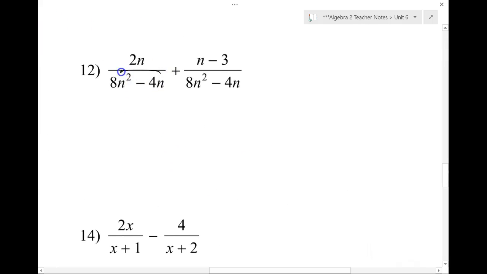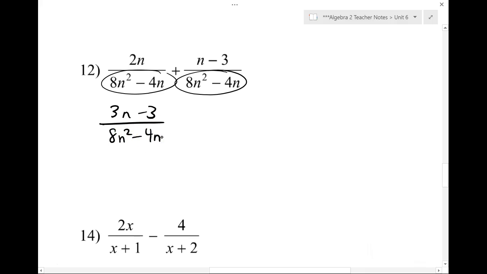Now, again, we have the same denominator, so we can go ahead and add our numerators together. So 2n plus n is 3n minus 3 over 8n squared minus 4n. Now, we can see if we can factor out something here. So let's try to factor out a GCF from both. GCF here on the top would be a 3, n minus 3. And the bottom, we would have 4 be our greatest common factor. So we're left with n. Actually, let's do an n as well, because we have an n in both terms. So then we can do n minus 1.